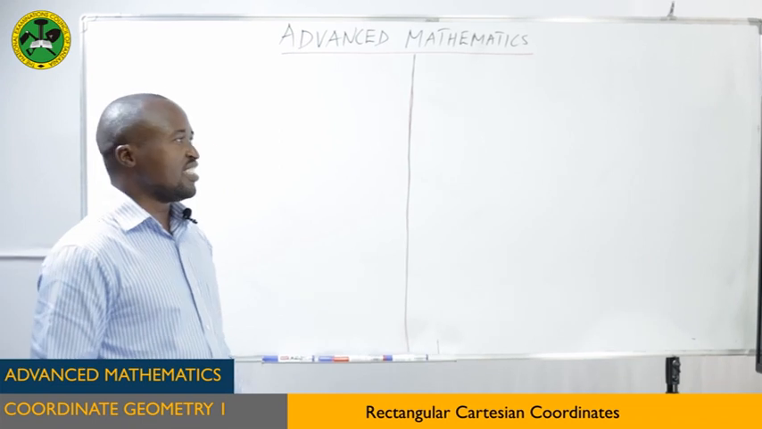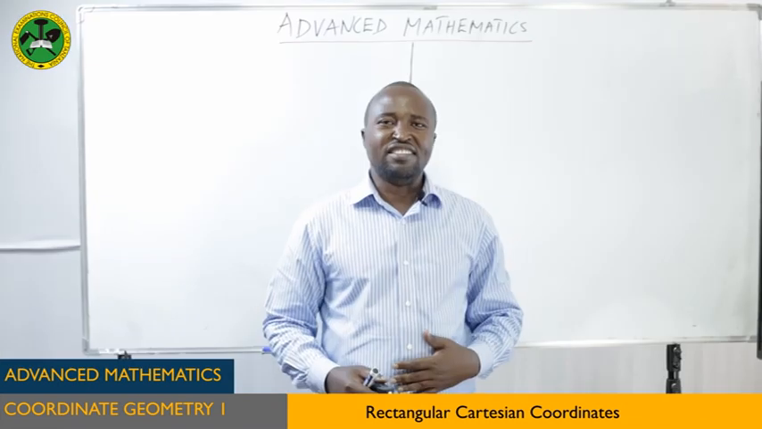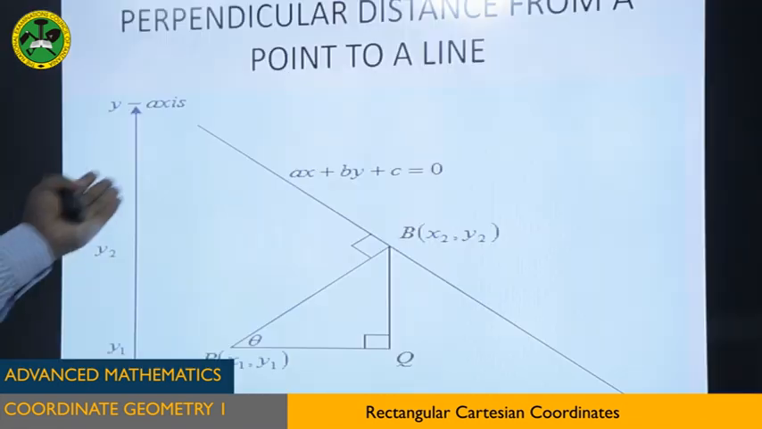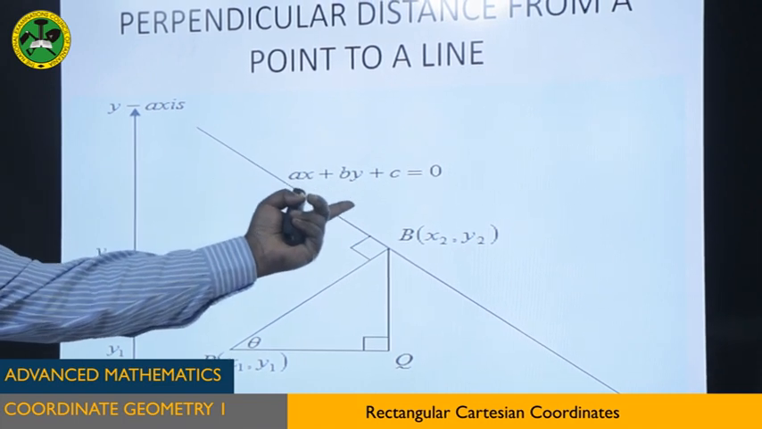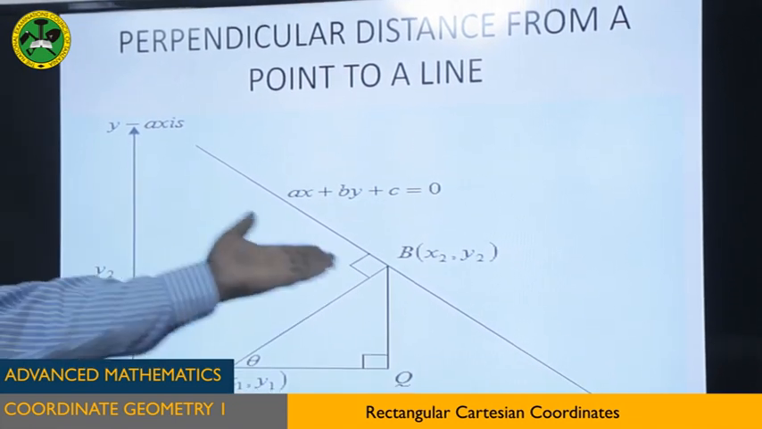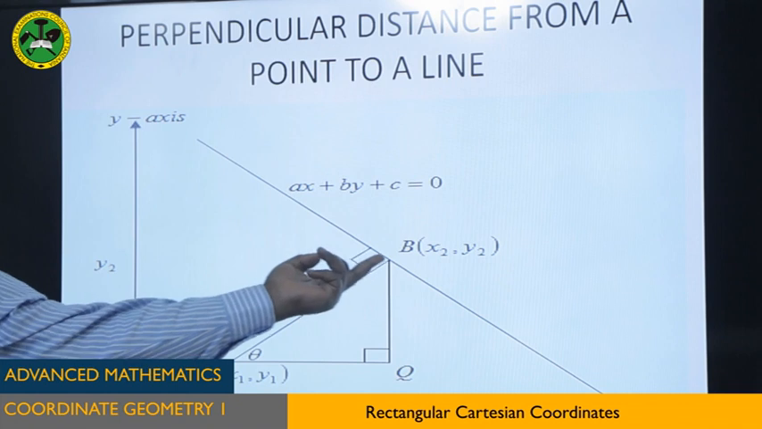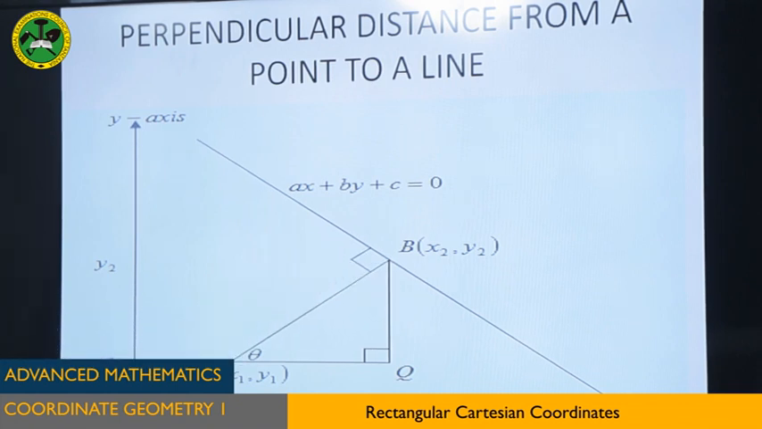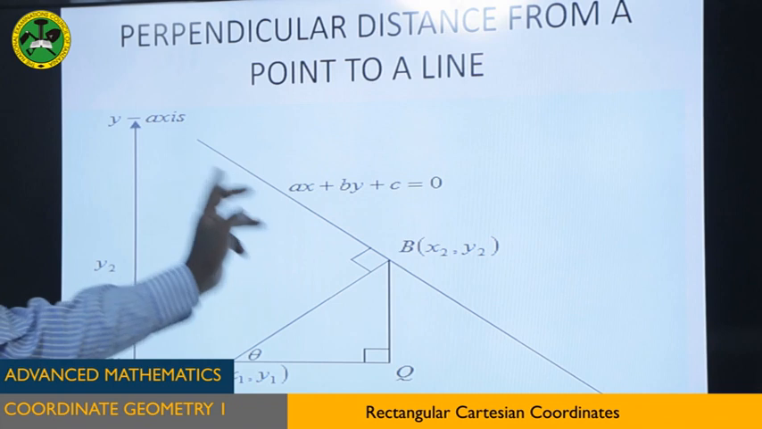Now, my dear student, let us start with the perpendicular distance from a point to a line. Now, here we have a line named as AX plus BY plus C is equal to 0. This is our line, and that is the name of our line. But again, we have another line which makes a right angle to this line. This line is called PB, that we are going to find its distance. So our interest here is to find the distance PB. So this line makes a right angle with this line.